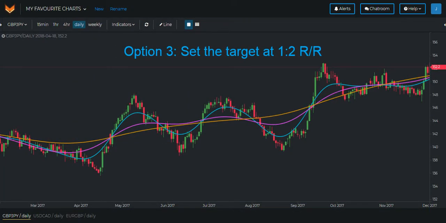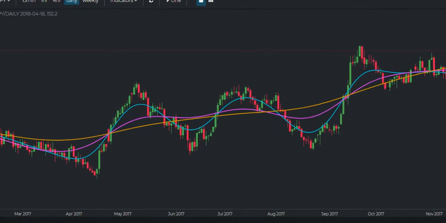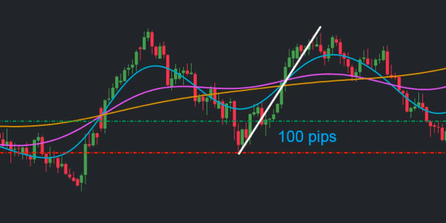Option 3 is very simply to set a target of a 2-to-1 risk reward. So for example, if you're risking 100 pips on a trade, the target will be placed at 200 pips away from the entry. The positives of this method are as follows. Firstly, it is very simple and straightforward.